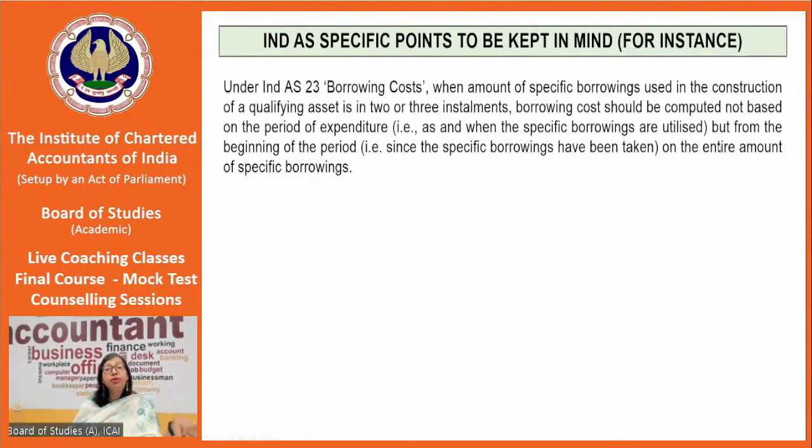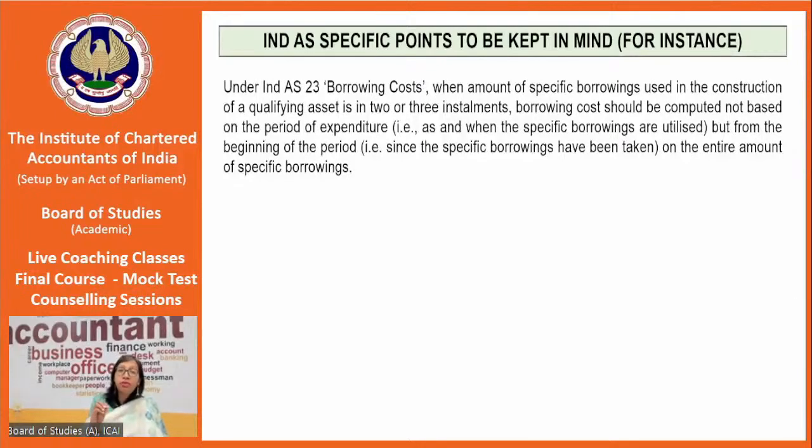For example, in Ind AS 23 Borrowing Costs. As you all are aware, there are two types of borrowings, specific borrowings and general borrowings. Specific borrowings are for a particular purpose, for construction of a particular qualifying asset. In case of general borrowings, there are many borrowings used for the construction of many qualifying assets, so we are not aware which borrowing is used for which qualifying asset. In both situations, we have to calculate the borrowing cost.